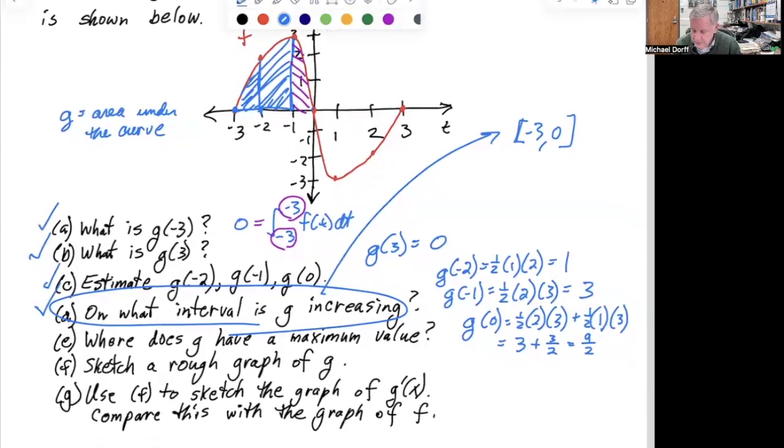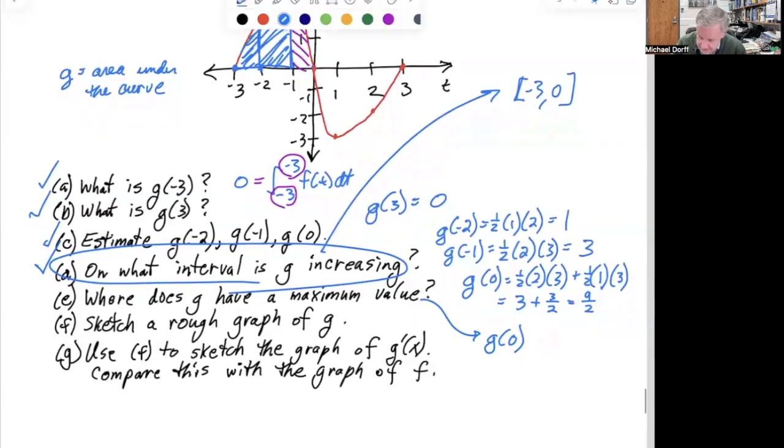Letter E, where does G have a maximum value? Well, it has its maximum value at G of 0, because it's always increasing from -3 as x increases until I get to 0. After 0, the graph goes below the x-axis, so the area under the curve starts becoming negative, and so it starts decreasing.